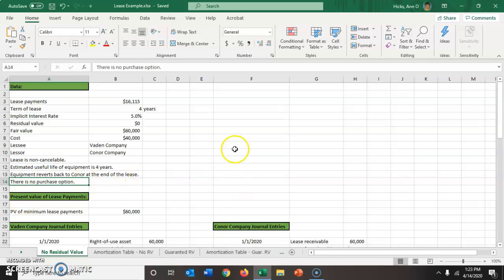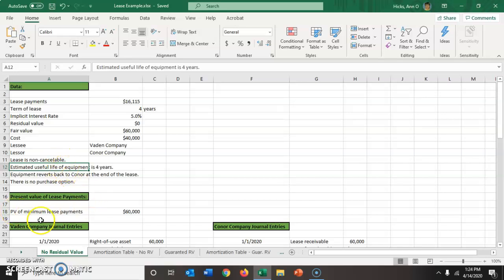The third test is the economic life test. It says the term of the lease is 75% or more than the estimated useful life of the item. In our case, the term of the lease is 4 years. The estimated useful life of the equipment is 4 years. So we have met this test. The lease term is 100% of the estimated useful life. We could stop here, but just for illustrative purposes, let's continue through the remaining tests.